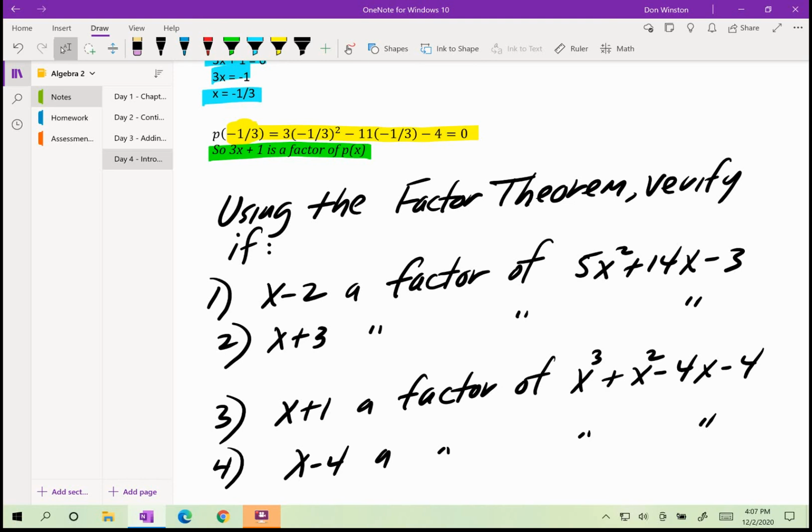And ditto, take x plus 3. Find a 0 for x plus 3. Okay, plug that 0 into 5x squared plus 14x minus 3. If you get 0, then x plus 3 is a factor. If you don't, it is not.